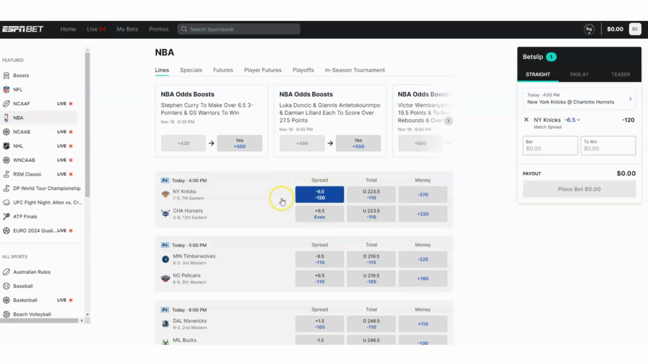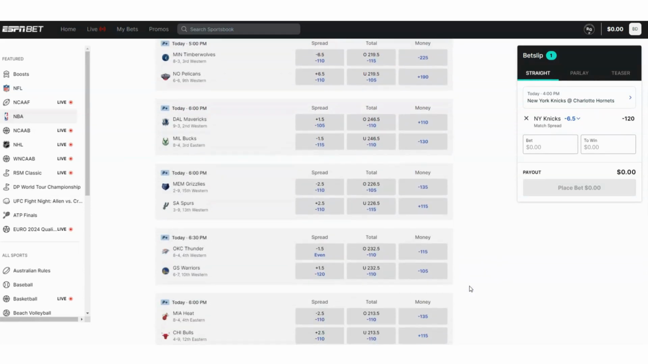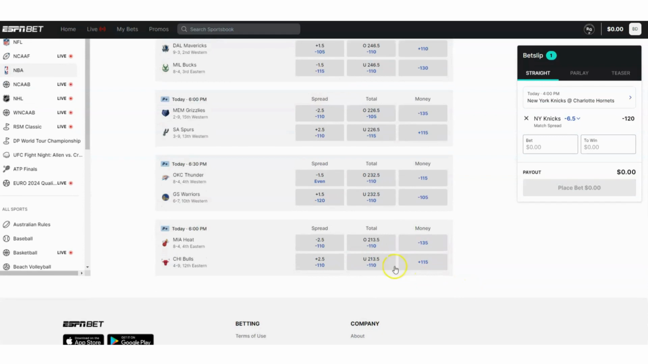What that means again is the Knicks need to win by 7 points or more. If they win by 6, you lose. You can see that there's not a chance without half a point or that hook. Let's see if we can find a game that has an even number so you can see what would happen. We don't see any spreads on an even number.